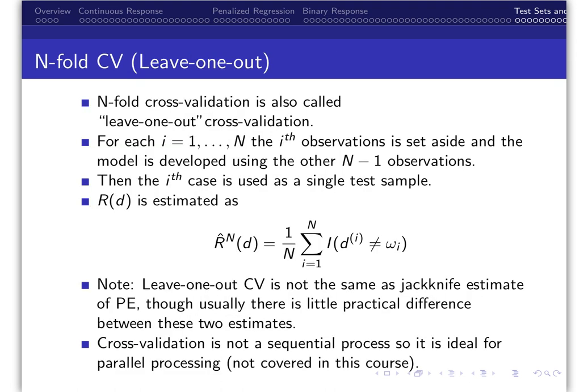N-fold cross-validation is also called leave one out cross-validation. In this case, each observation is set aside and the model is developed using the other n-1 observations. Then, the observation that was set aside is used as a single test set sample, and error is estimated. Error is then estimated overall using this equation. If you have heard of jackknife estimate of prediction error, it is not the same as leave one out cross-validation, though there is little difference between the two estimates. Also, cross-validation can leverage parallel processors because the training and testing for each fold is independent.